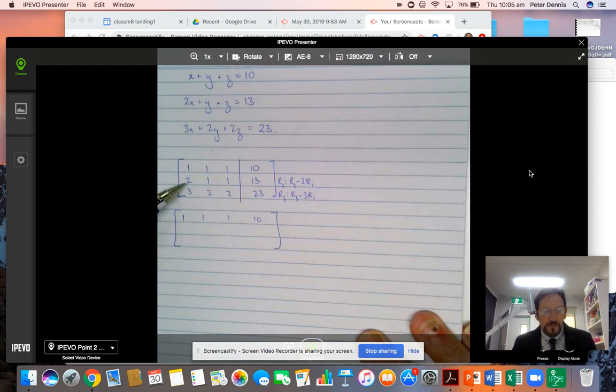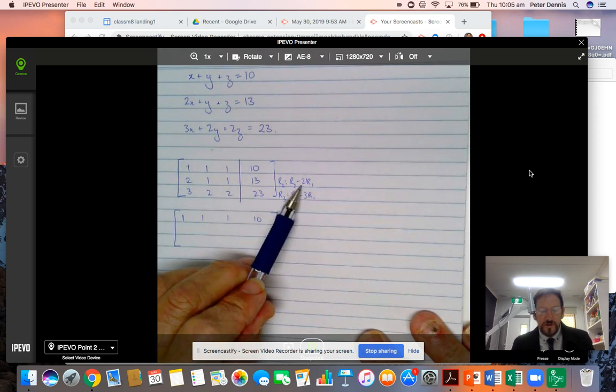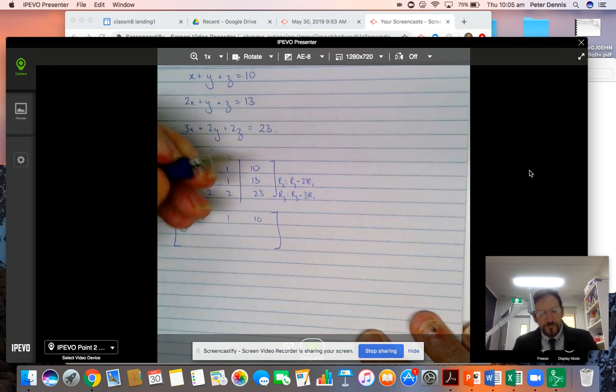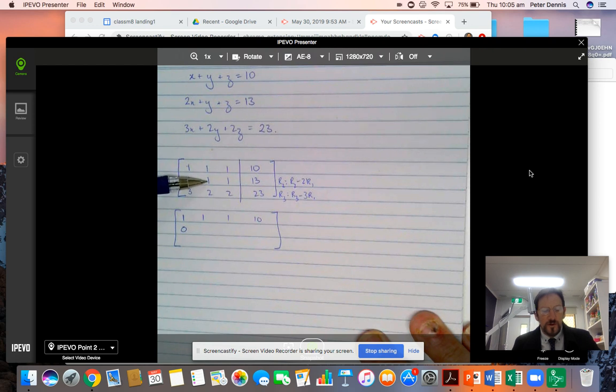The second row is going to become R2 minus 2 lots of R1. That's our formula here. So 2 minus 2 lots of this is 0, exactly what we want. Then 2 minus 1, this minus 2 lots of this. You've got to be really careful, and I sometimes stuff up. 1 minus 2 lots of this is going to be minus 1. 1 minus 2 lots of this is going to give minus 1. 13 minus 2 lots of this, which is 20. 13 minus 20 is minus 7.